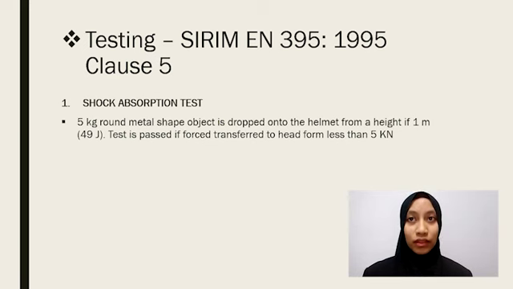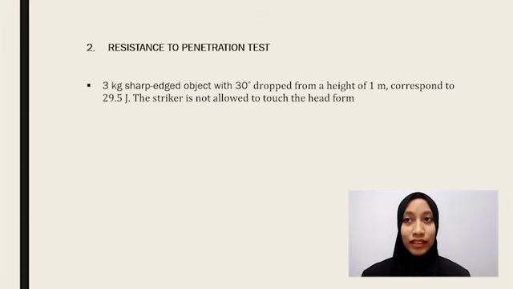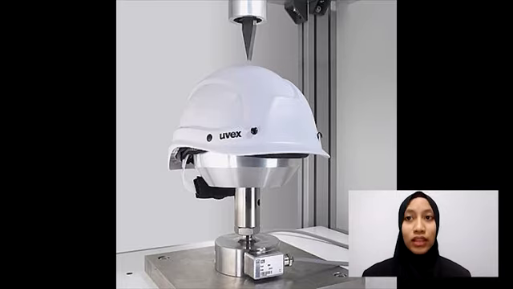A 5 kg round metal object is dropped onto the helmet from a height of 1 meter, which is the same as 49 joule. The test is passed if the force transferred to the head form is less than 5 kN. The second test is resistance to penetration. A 3 kg sharp edge object with a 30-degree point is dropped from a height of 1 meter, which corresponds to 29.5 joule. The striker is not allowed to touch the head form.